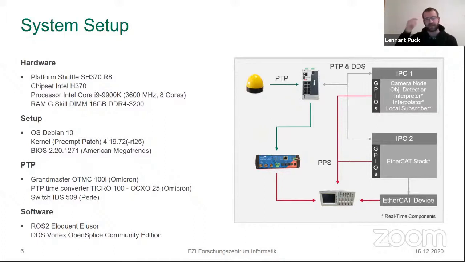The setup is that at the beginning we have the camera node and the object detection, which is just for the whole pipeline, which I will not go into detail on today. The interpreter then takes the pose and translates it into robot coordinates. The interpolator then calculates a path. The local subscriber is just for testing purposes in the study, and the EtherCAT stack doubles as the remote subscriber. So I will mainly be talking about the local and remote publisher, which is an interpolator in our case, and the local subscriber and the remote subscriber.